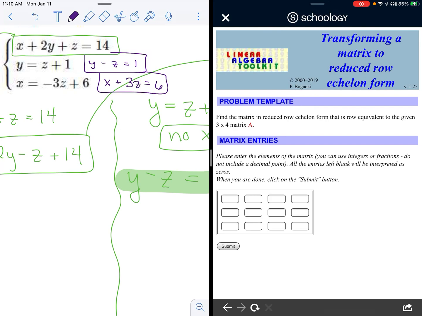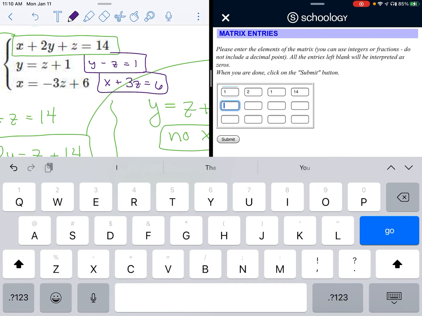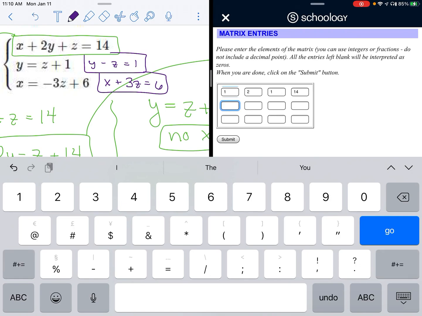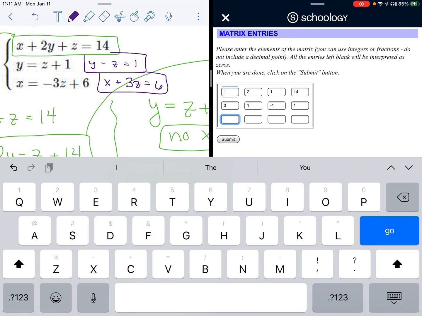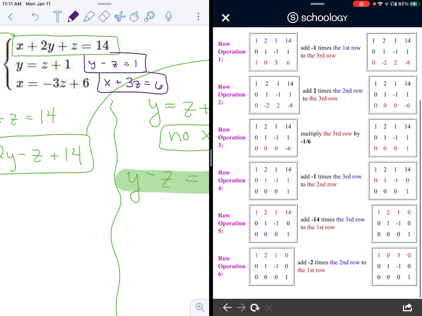Okay, so my numbers are going to be 1, 2, 1, 14, then 1, 2, 1, 14. How am I doing on time? 10 minutes to my next class. No x on this one, so 0, 1, negative 1, 1. Okay, x, 1. There's no y here, so 0, 3, and 6. Let's hope that it says no solution.